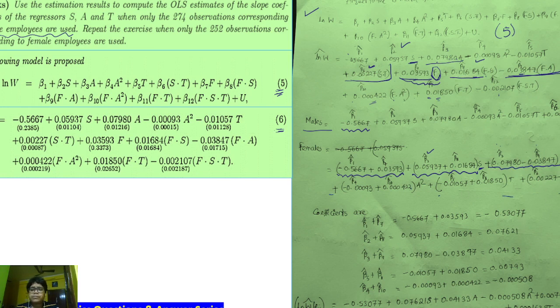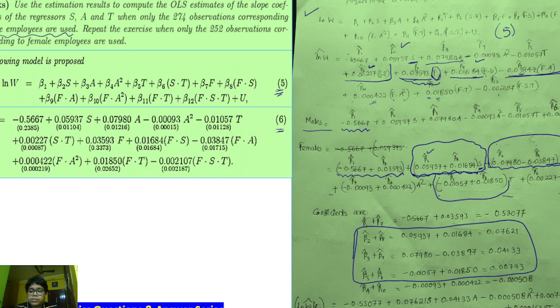Okay, so they're asking us about s, a and t, right? So if they're asking about s, a and t, then the relevant coefficients will be this one for s, and this one for a. Okay, and for t will be beta 5 and beta 11. So these three actually should be the answer, because they're asking for s, that is study years, tenure and age. Beta 2 cap plus beta 8 cap, this one, beta 3 cap plus beta 9 cap, this one, then beta 5 cap plus beta 11 cap. Okay, so these are our coefficients, these three, as per the question.